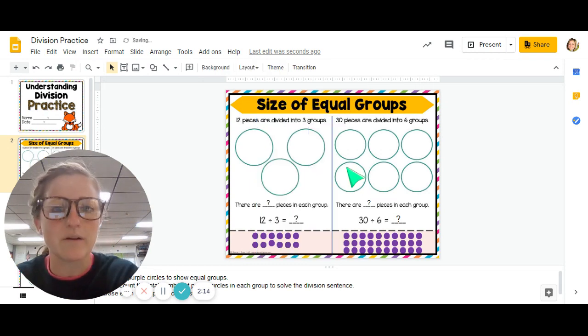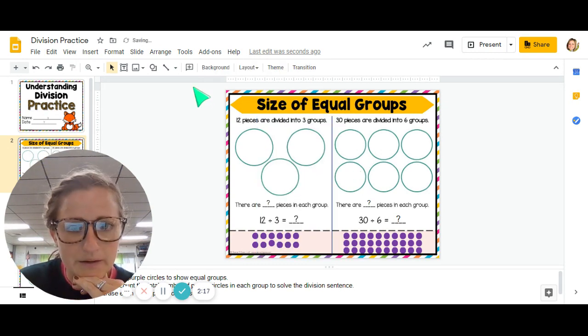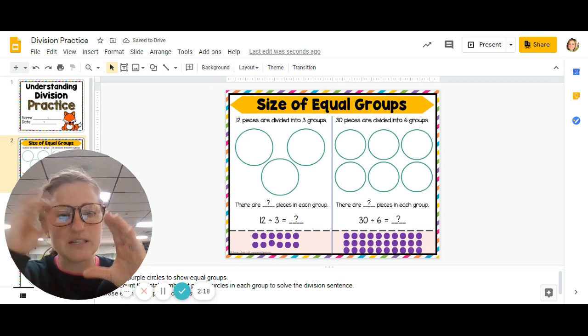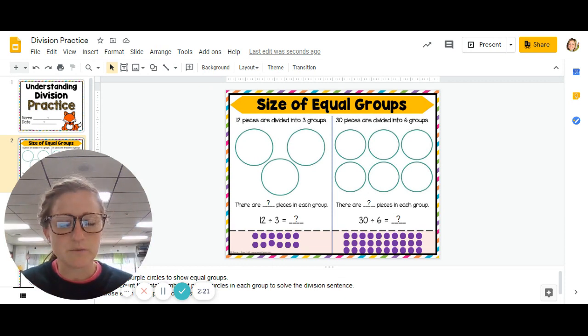All right, so that's where our group chart came into play. We would have groups and we would have things in our group. Well, now what we're going to do is the opposite of that. We're going to divide. And I want you to think about dividing as sharing.